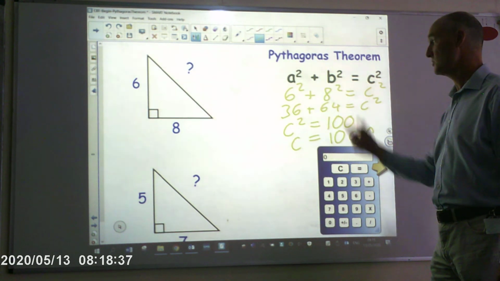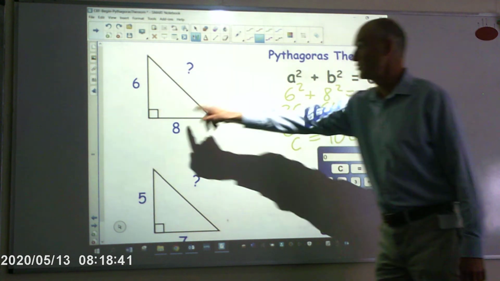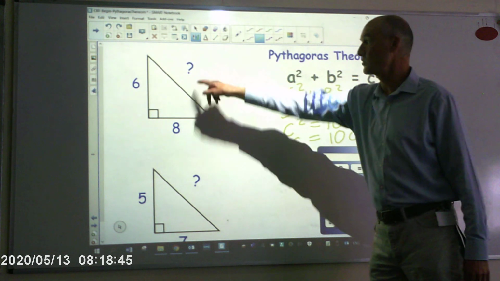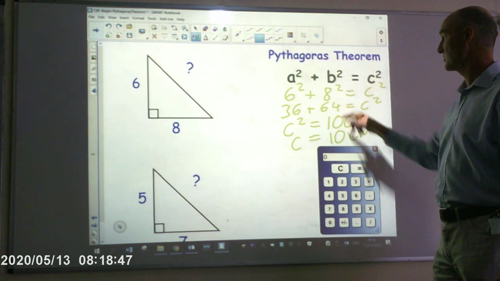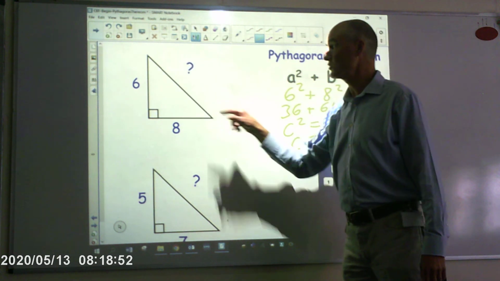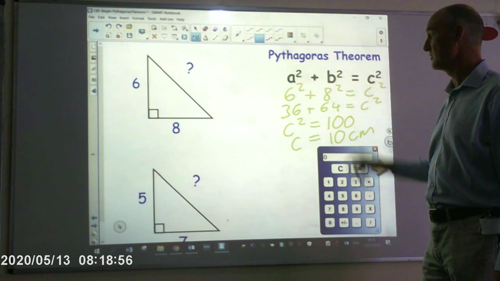Okay, nice and simple. 6 squared plus 8 squared, the two short sides added together equals the square of the long side. 36 plus 64, that equals 100. That is this long side squared, so the long side is just the square root of 100, so it's 10 centimetres.